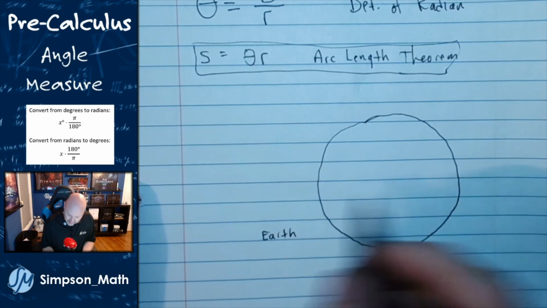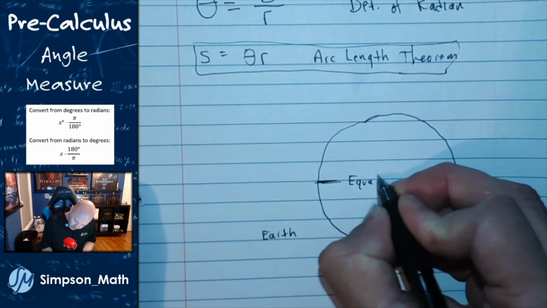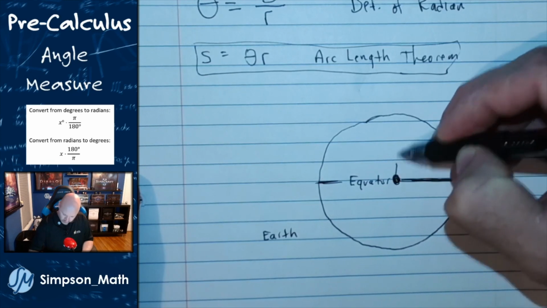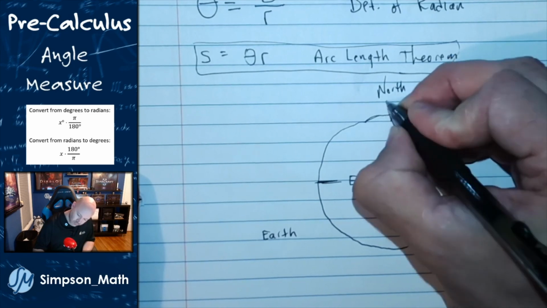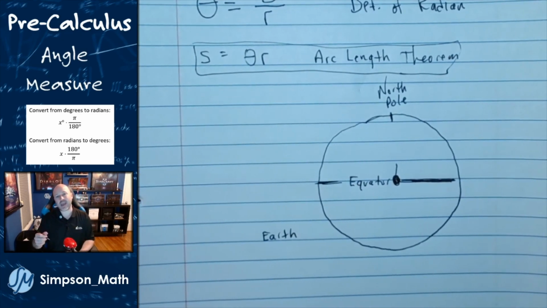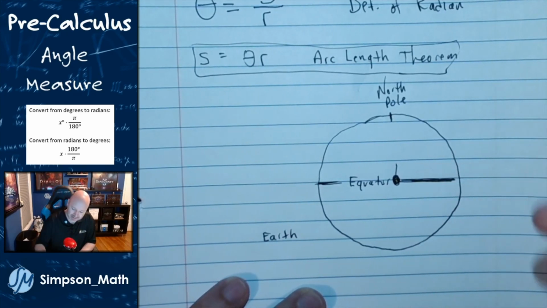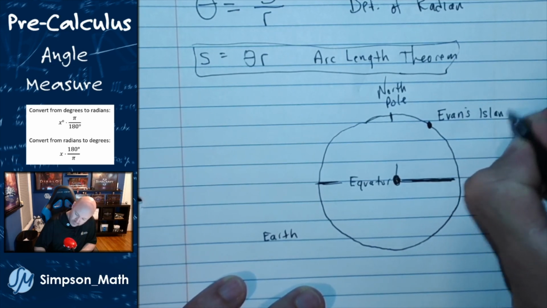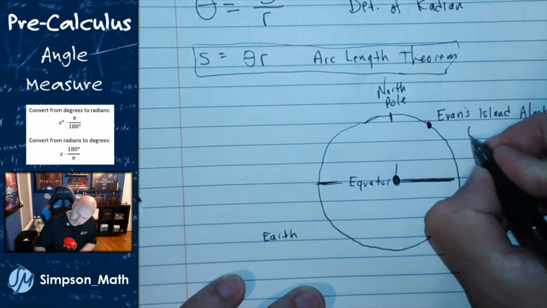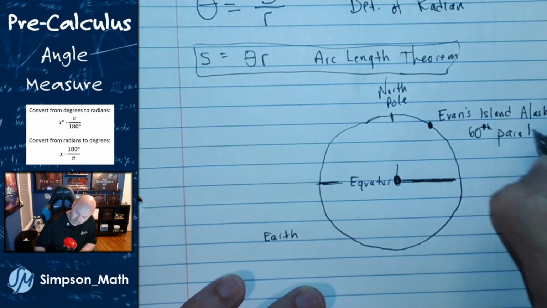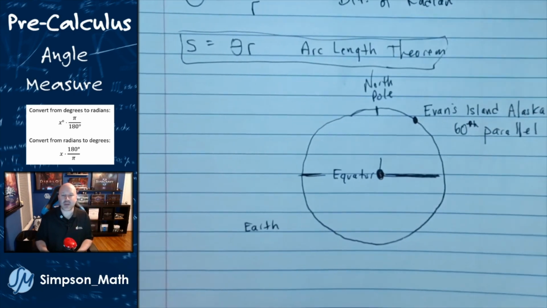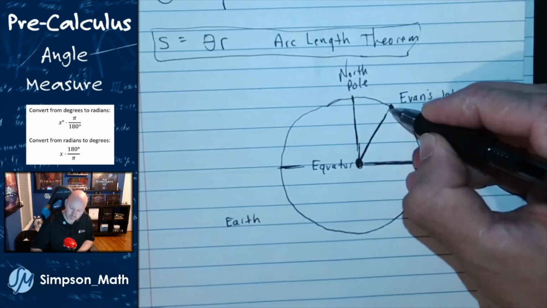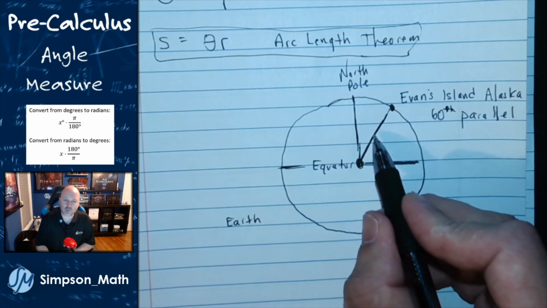So across the center of the Earth we have the equator. And due north would be the North Pole. So that sits at the 90th parallel. But I noticed that Evans Island, Alaska, sits at about the 60th parallel. And what that means is, if I were to draw a ray out to Evans Island, then the angle from the equator to that ray is 60 degrees.